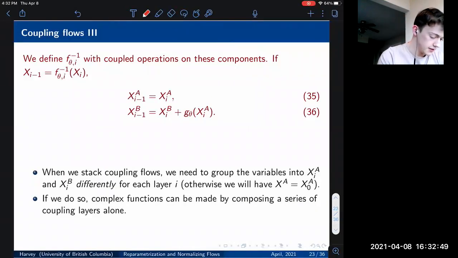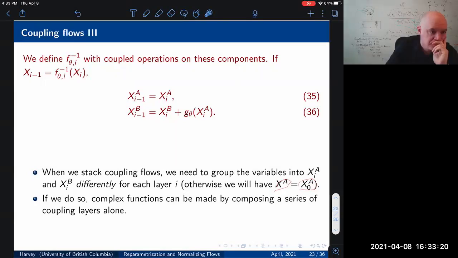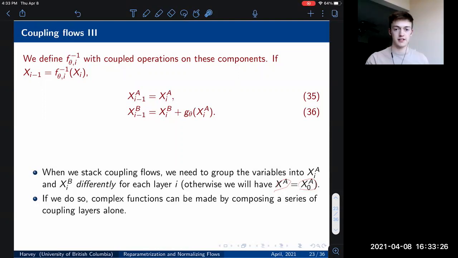Yes, so here, this is essentially just what Berend was asking. If we want to have some sort of expressive function when we compose lots of these coupling flow layers, then we need to group the variables into A and B differently for each layer, so that some dimensions of the output aren't exactly the same as the input. And if we're happy to switch how we group the dimensions into A and B, then we can make complex distributions just using coupling layers alone, unlike with affine or element-wise transformations.